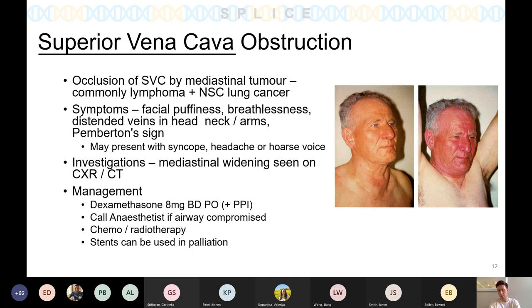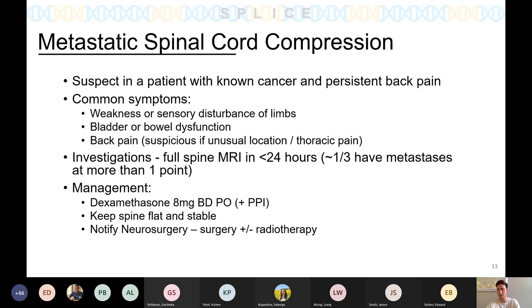Then the other point where dexamethasone is quite useful to talk about is spinal cord compression. As we touched on before, bones are common places for cancers to spread, and they cause a lot of pain. There should be quite a low threshold for suspecting metastases in a patient with known cancer and back pain, because it can compress the spinal cord, which can quickly lead to paralysis and other symptoms. Your common symptoms are focal neurology, weakness and numbness in the limbs, bladder and bowel incontinence, and other classic spinal features. Cancers can also metastasize to unusual parts of the spine, not just the lumbar spine. So your thoracic spine is quite an unusual place to get pain, and if they've got pain there, you should be extra suspicious.